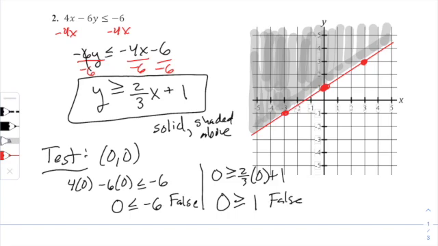So what that's telling you is this: here's 0, 0, and 0, 0 gave us a false statement. That means this side of the fence is all points that would be false, so we'd want to shade the other side. And that's the idea there. So you got two ways to get the shading down, and so there's really no excuse to get that wrong.